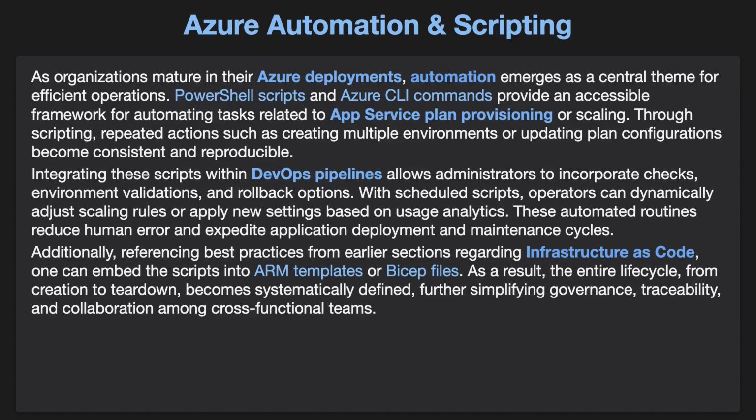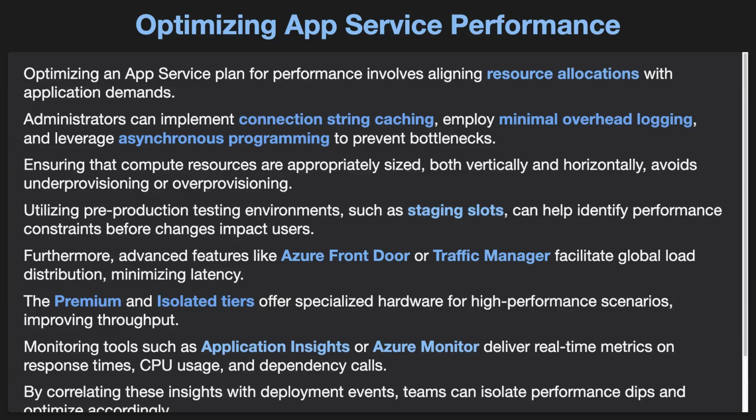Additionally, referencing best practices from earlier sections regarding infrastructure as code, one can embed the scripts into ARM templates or bicep files. As a result, the entire lifecycle, from creation to teardown, becomes systematically defined, further simplifying governance, traceability, and collaboration among cross-functional teams. Optimizing an app service plan for performance involves aligning resource allocations with application demands.